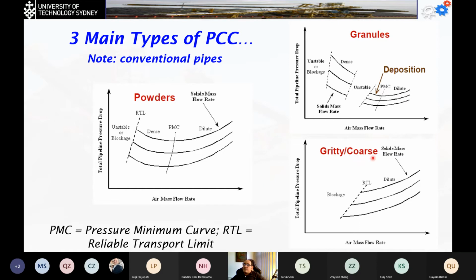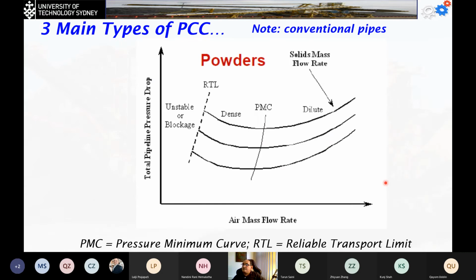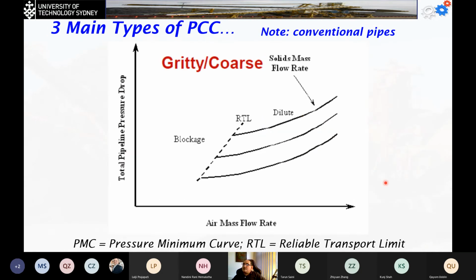In the case of the gravity of the coarse material, we're always going to have the blockage until we reach the reliable transport limit, where the velocity is going to be high enough to remove the material, and we're always going to have it as dilute. Simply, we're going to have dilute, we're not going to have dense phase because it's coarse material, it's quite big. So we're always going to have cavities in between them. So I just put the powders, the granules, and the coarse on separate pages.